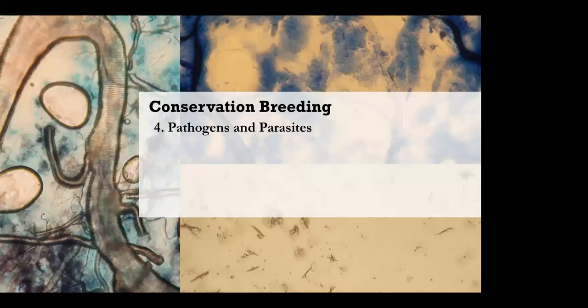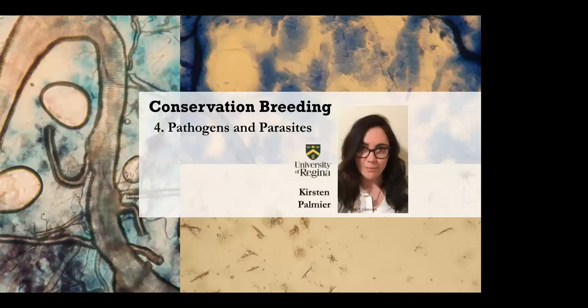The very last component I'm going to chat about of our conservation breeding program is another new addition in the 2018-2019 season, so very recently. And that is exploring pathogens and parasites in our wild-caught yellow-banded bumblebee queens. For this, we've been working with Kirsten Palmier from the University of Regina. She's a master's student there, and she's dissected all of our 2018 queens to look for these pathogens.